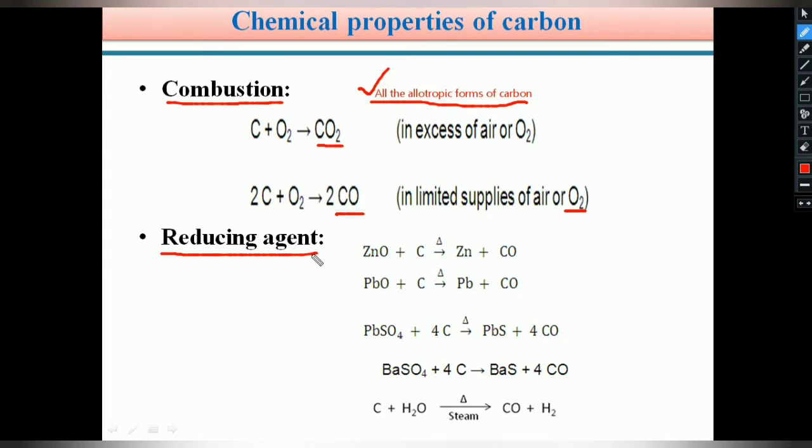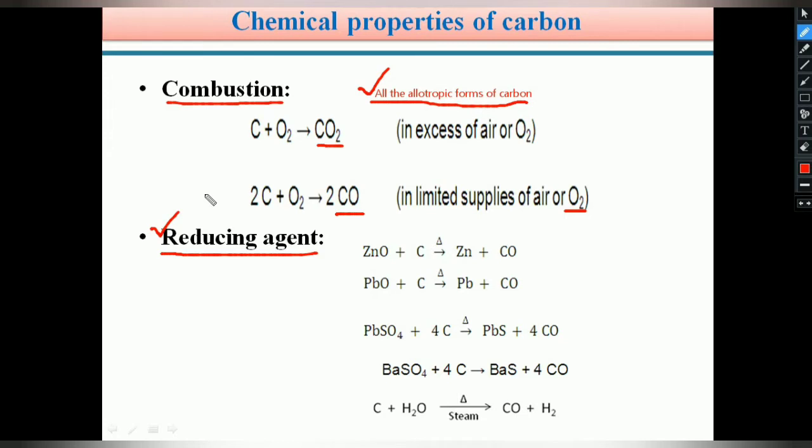The next chemical property is reducing agent. Students, carbon acts as a strong reducing agent. We know what oxidation is and what reduction is. In the first unit, in the stoichiometry lesson, we learned what oxidation, reduction, an oxidizing agent, and a reducing agent are. So here carbon acts as a reducing agent. This is the next chemical property.